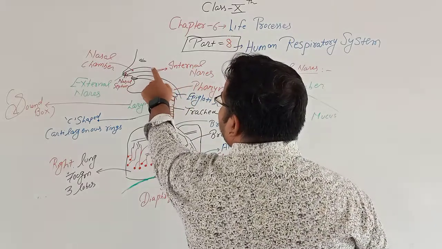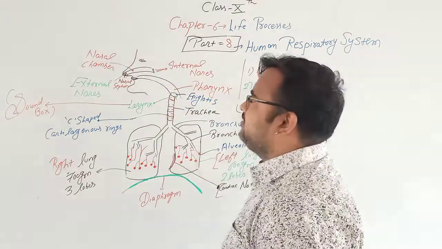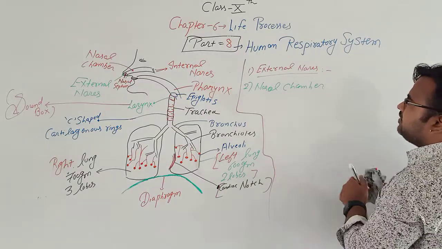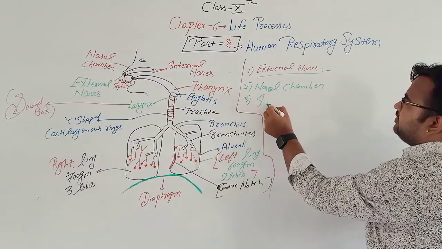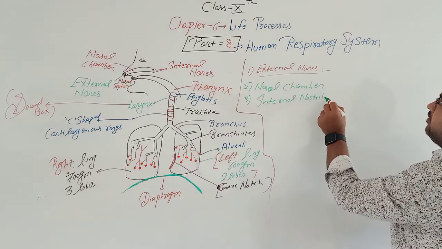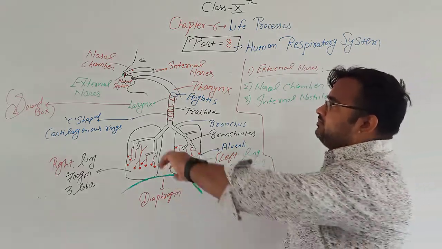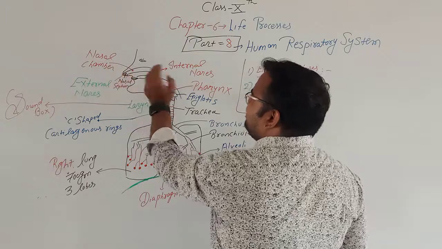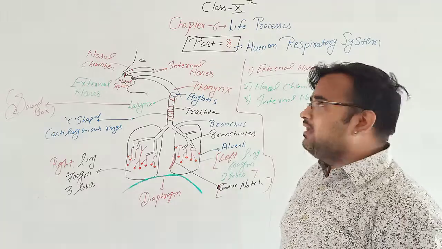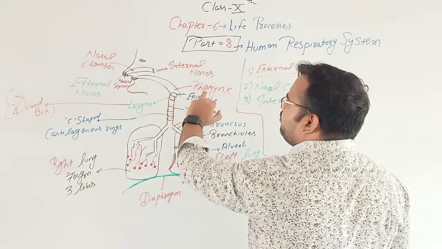Now the third part is internal layers, or internal nostrils. You can see there are two nostrils next to the nasal chamber, which are known as internal nostrils. Then after the internal nostrils, the next structure is the pharynx.